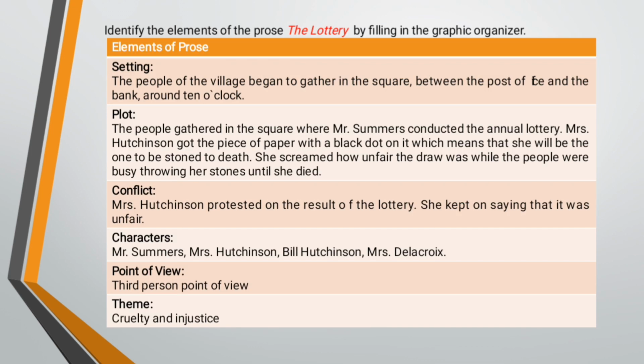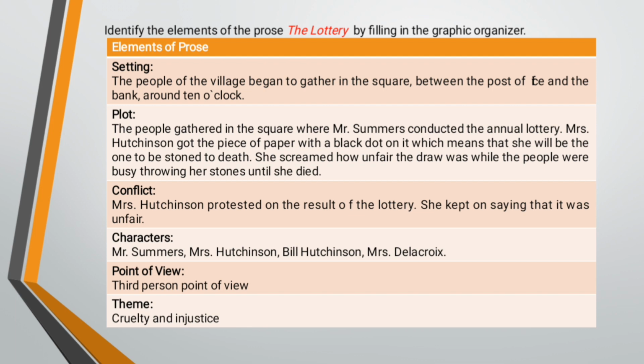Another example is the story entitled The Lottery. The setting happened between the post office and the bank around 10 o'clock. The people gathered in the square where Mr. Summers conducted the annual lottery. Mrs. Hutchinson got the piece of paper with a black dot on it, which means that she will be the one to be stoned to death. She screamed how unfair the draw was while the people were busy throwing her stones until she died.